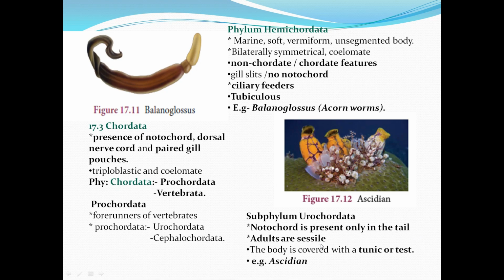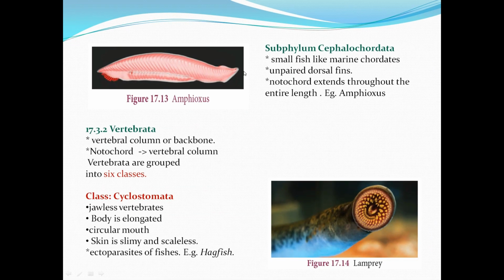The adults will be sessile. Sessile means they are directly attached to the substratum. The body will be covered by a covering which is called tunic or test. Example, Ascidian. The second subphylum of the Prochordata is subphylum Cephalochordata.